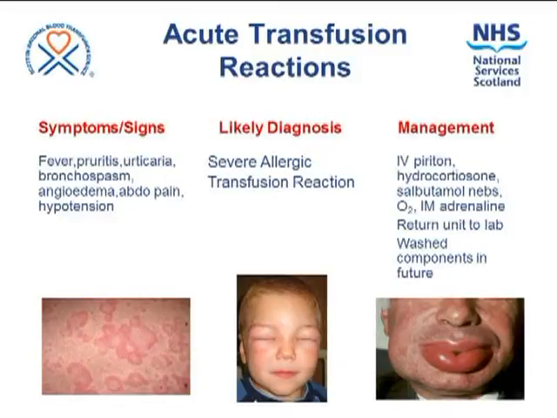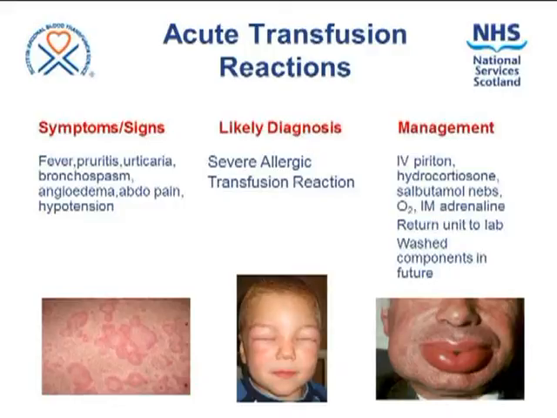Allergic transfusion reactions can become more severe, and as well as fever, itching and urticaria, patients can also develop bronchospasm and angioedema, which is swelling of the subcutaneous tissues and mucosa, including the tongue and throat, which can lead to blockage of the patient's airway and stridor.